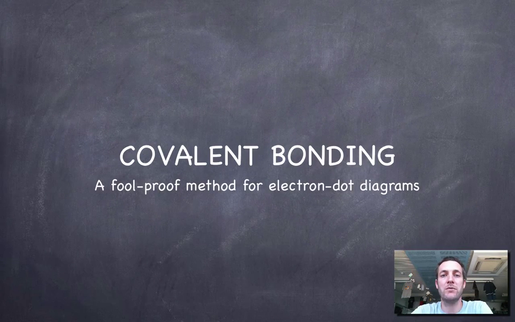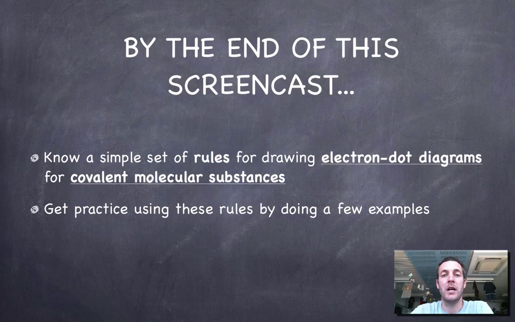Hello and welcome to this film, which is all about trying to show covalent bonds forming using electron dot diagrams. Now hopefully you've seen the film about ionic electron dot diagrams earlier in the series. It's important to realise that these electron dot diagrams are really quite different to those, but hopefully by the end of this film you'll know a set of simple rules that we can follow every time we're drawing a covalent electron dot diagram, and we'll practice using these rules by doing a few different examples.